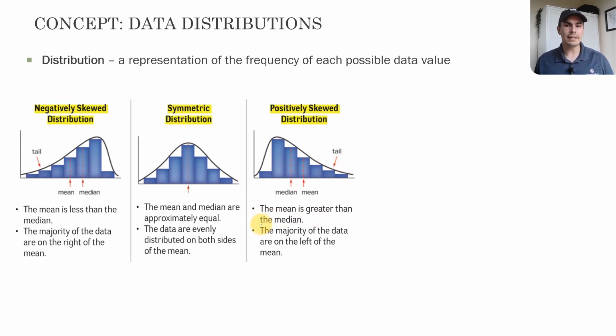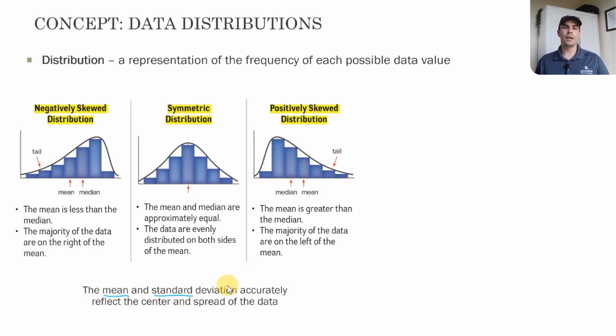Now, when we look at a symmetric distribution, we can use the mean and standard deviation in order to accurately reflect the center and spread of the data. So you're going to be asked a lot to describe the center and spread of the data. And if you have symmetric distribution, you can use the mean and standard deviation to do that.